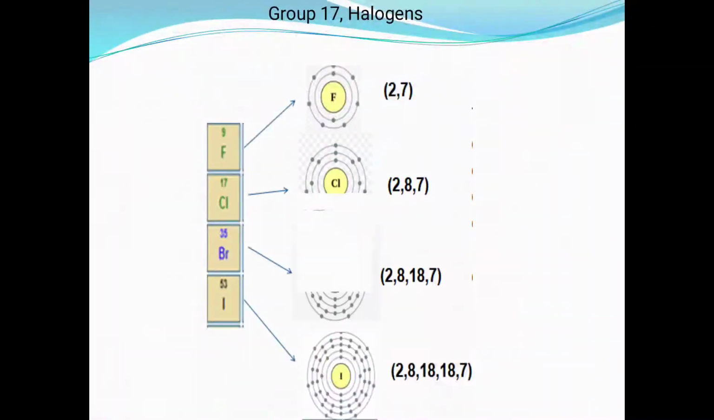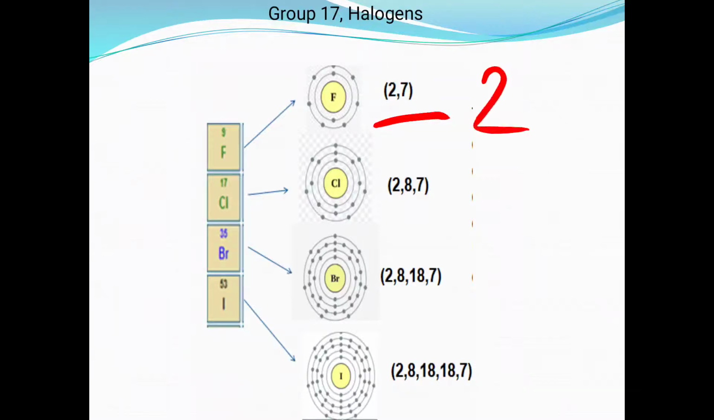Let's see one more example. Example of group number 17, that is halogens. So these are the elements of halogens. Fluorine has 9 electrons in all. So it has 2 shells.